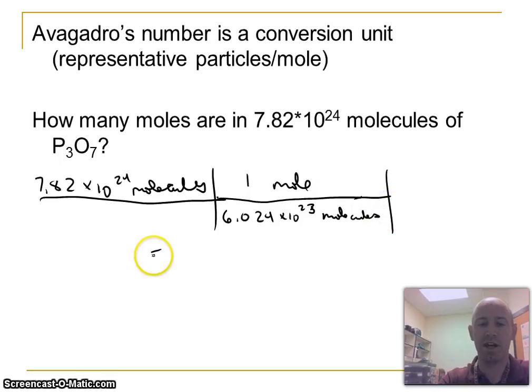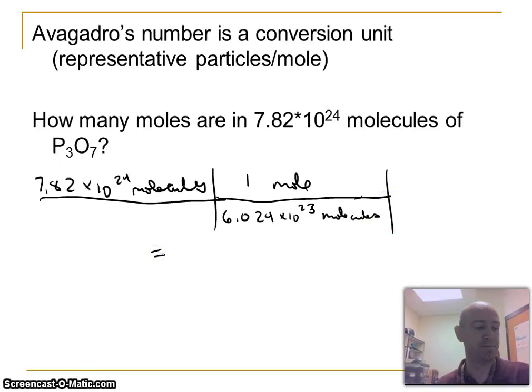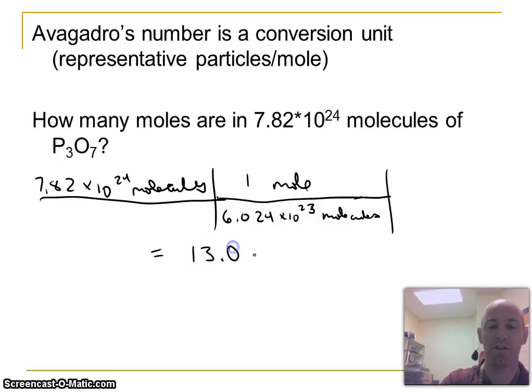We go ahead and calculate that out. 7.82 times 10 to the 24th divided by 6.02 times 10 to the 23rd, and I get 12.98. We'll just go ahead and make that 13.0, 3 sig figs, and my final answer, moles.